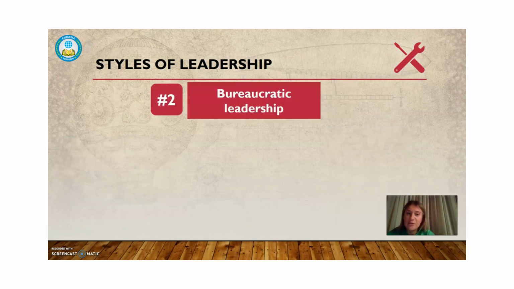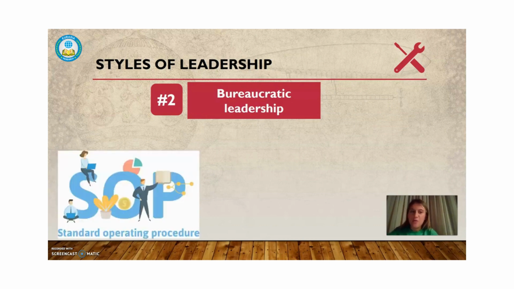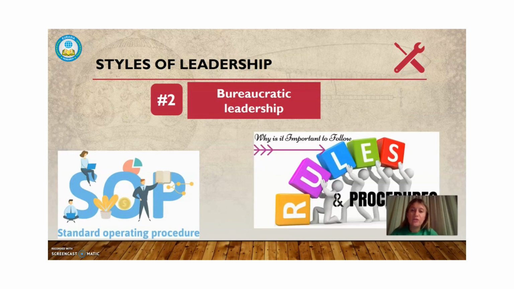The second leadership style is bureaucratic leadership. Bureaucratic leadership is more based on following the rules and written regulations very strictly. Mostly this leadership style is used in organizations with health and safety procedures, where it is vitally important to follow the written rules and regulations.